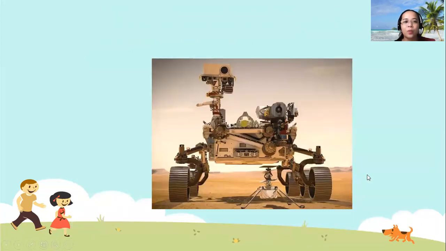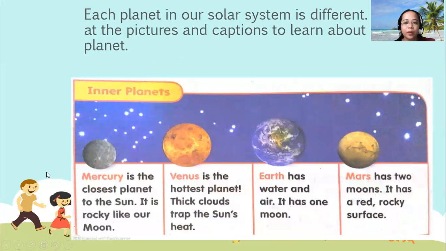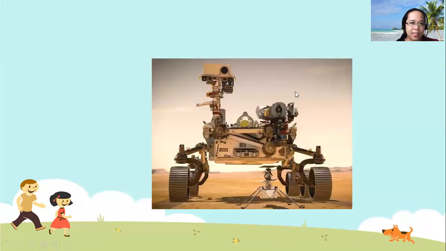So we already know that... Teacher, why does it say it's red rocky? It looks like it's yellow. Yeah, it looks like yellow.